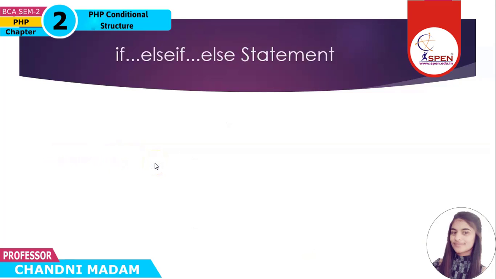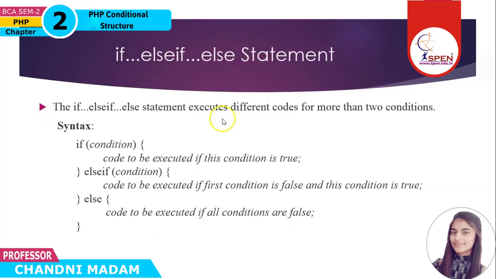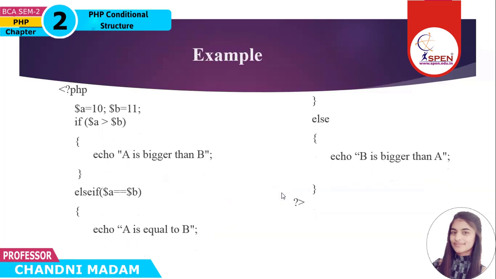Now next is the if-elseif-else statement. It is a combination of if and else statements. Here is the example. If this condition is true, then this block is executed. Otherwise it checks the else if condition. If the else if condition is true, then block 2 is executed. Otherwise this else part is executed. Let us see the example to better understand.